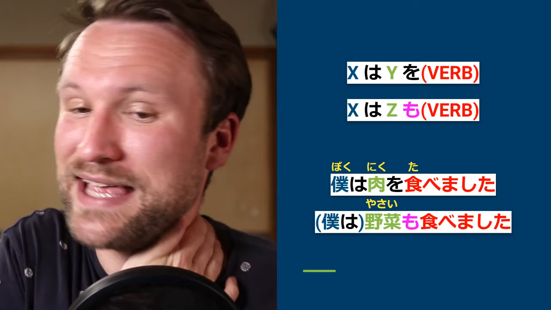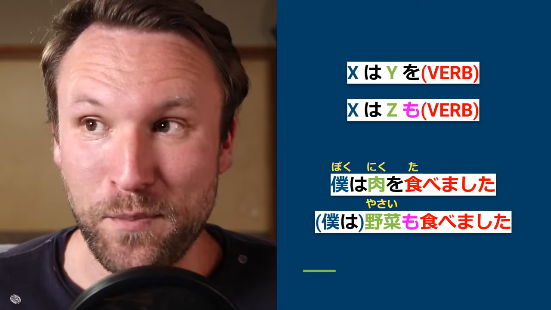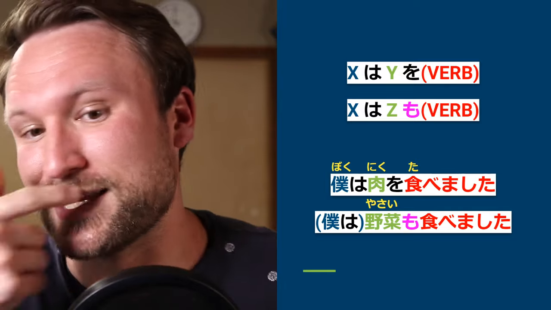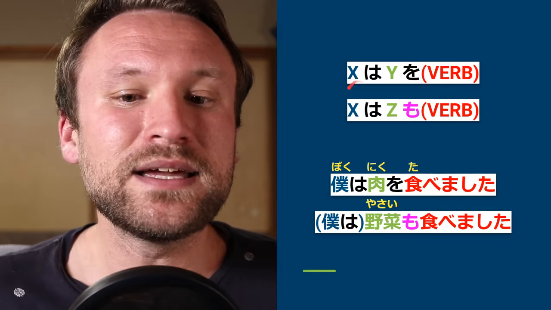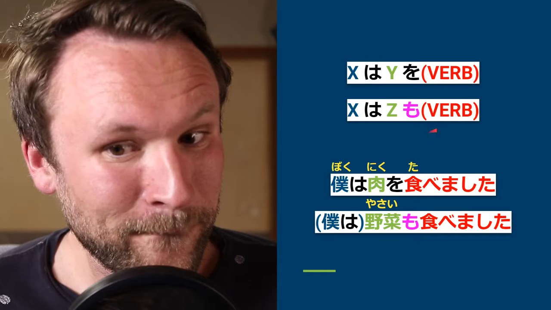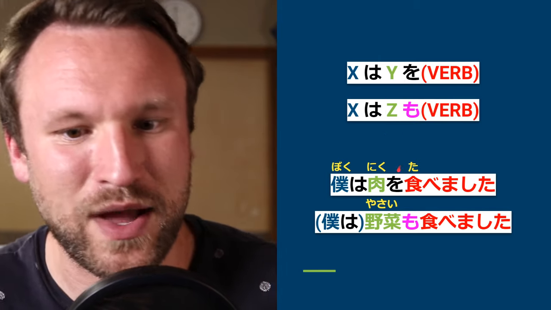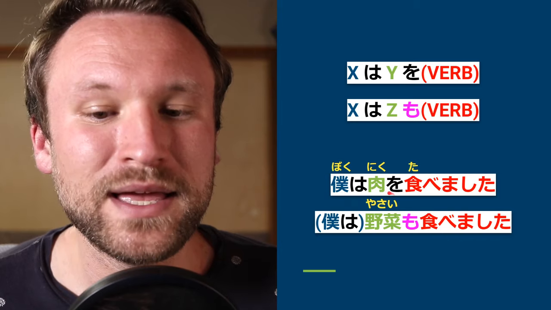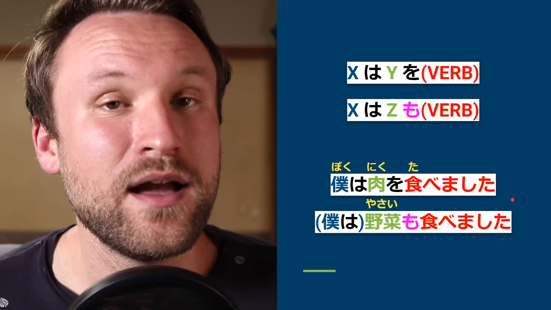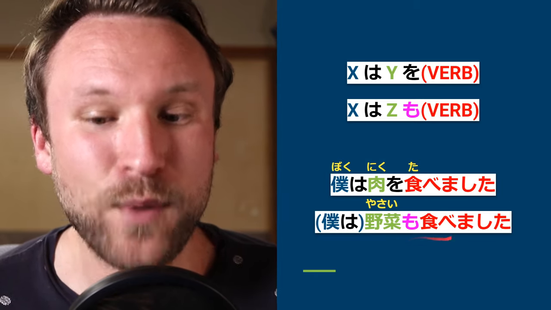Now, what we're going to learn today is that mo is actually much more versatile than this. We can also use mo to replace the o particle and the ga particle, and we can use it along with the ni particle and de particle. We're going to learn about that today. It's not as confusing as it sounds. Basically, we'll have a sentence like this: X wa Y wo, and an action. X wa Z mo, and an action. So X maybe is me, and they do that action to both of these things, Y and Z. A good example of this would be, Boku wa niku wo tabemashita. I ate meat. But I also ate vegetables. To say that, I would replace that o with mo and add yasai mo tabemashita.